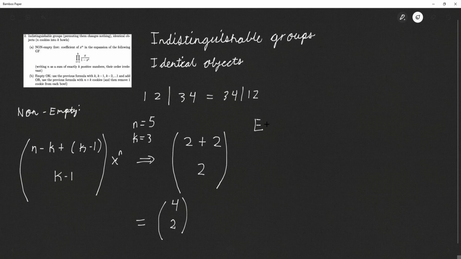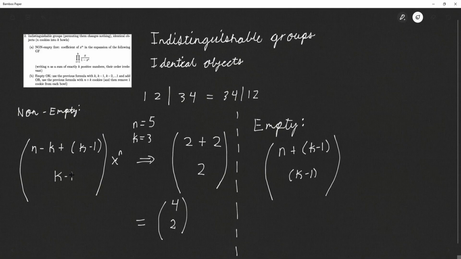Now, for empty groups being allowed, this will change the formula, because instead what will happen is we will change it to n plus k minus 1, choose only k minus 1. So the only difference here is that we're not subtracting the k from the top of the choose function, because if you think about it, in our non-empty groups, and we had our 3, we need to place one of these objects into each of the groups to start so that there's not an empty group, which is what causes the minus k. But we don't need to subtract k here because we don't need to do that first step, as empty groups are completely fine.